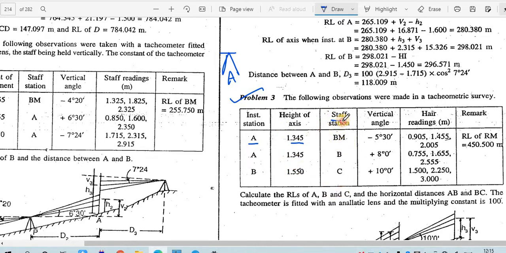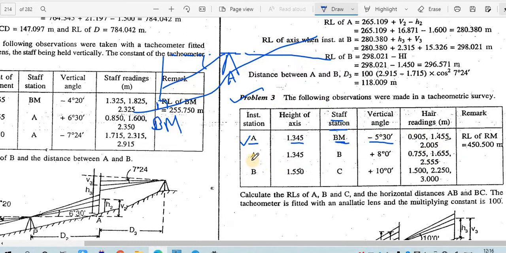The staff has first been kept at the benchmark. The first reading has been taken on the benchmark, and this has a vertical angle of -5°30'. This is our horizontal line of sight. In order for the angle to be negative, the terrain must be sloping. So the benchmark is somewhere here, and only in this condition will the angle be -5° from here. So this is the benchmark. This is your first reading, and three readings are taken on this particular point: the top hair reading, bottom hair reading, and central hair reading.